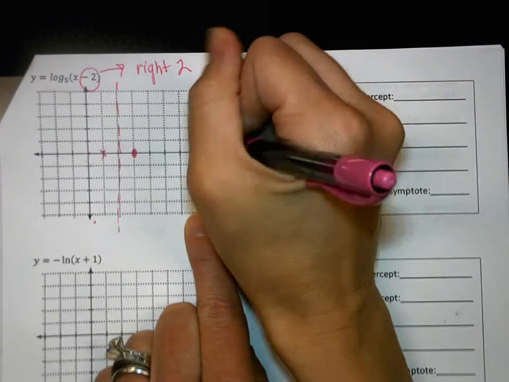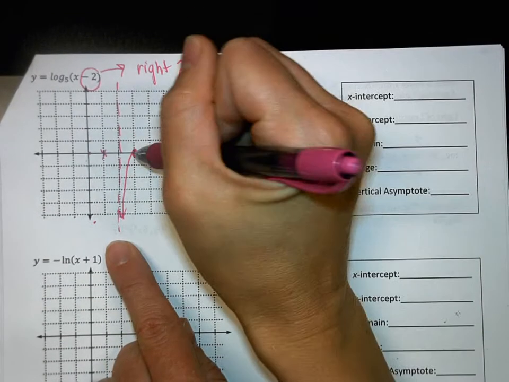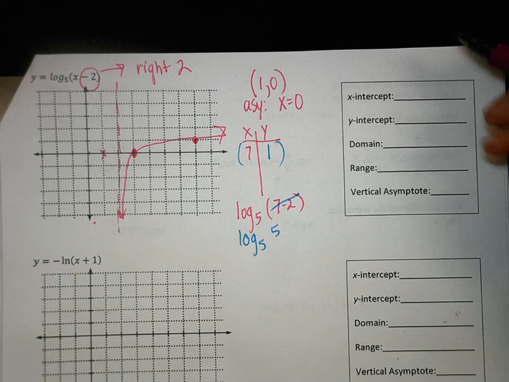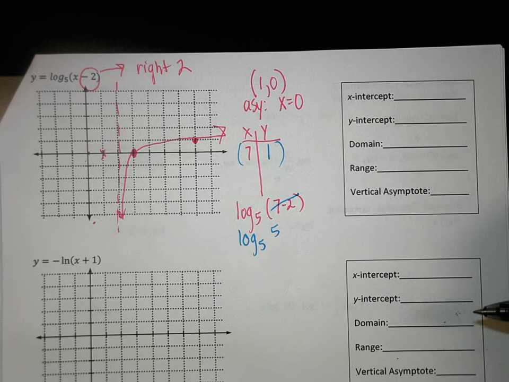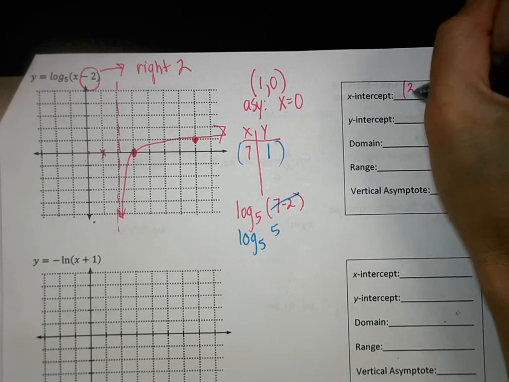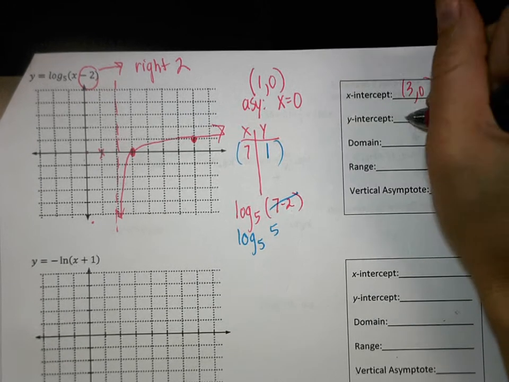So right here. So we know this is going to get closer and closer to the x-axis, and then this is going to curve this way. And now we can answer all of this information. What is my x-intercept? What value is that at? 3, 0. Very good. 3, 0. My y-intercept? None. It will never touch the y-axis.